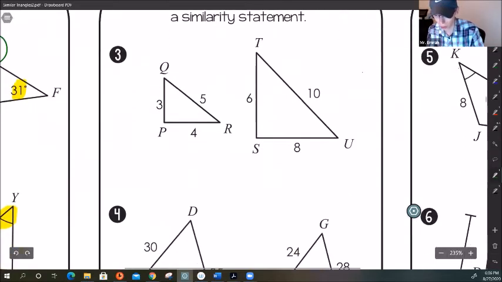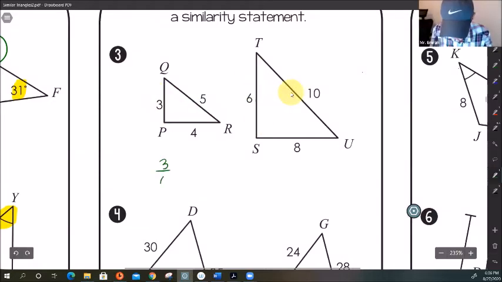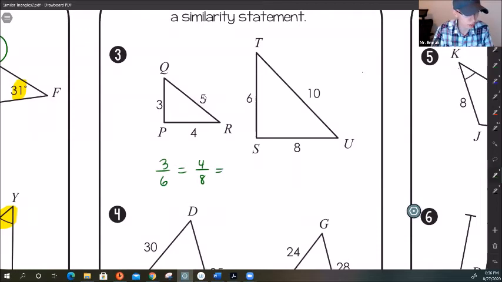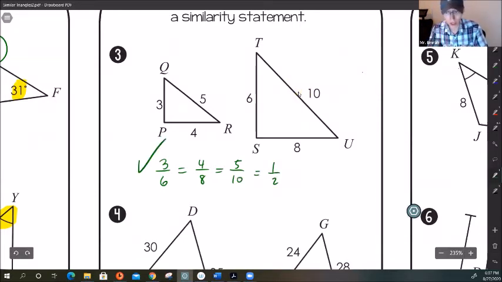So let's look at the first one. What is the shortest side on this one? 3. And the shortest one on this triangle is 6. Is 3 over 6 equal to, I don't know yet, 4, the middle size, over 8? Yes. Is it equal to the longest side ratio? You can write the ratios like this: shortest to shortest, middle to middle, and longest to longest, 5 to 10. Are they all equivalent? Yes, they are all equal to 1 over 2 indeed. So these two triangles are similar.